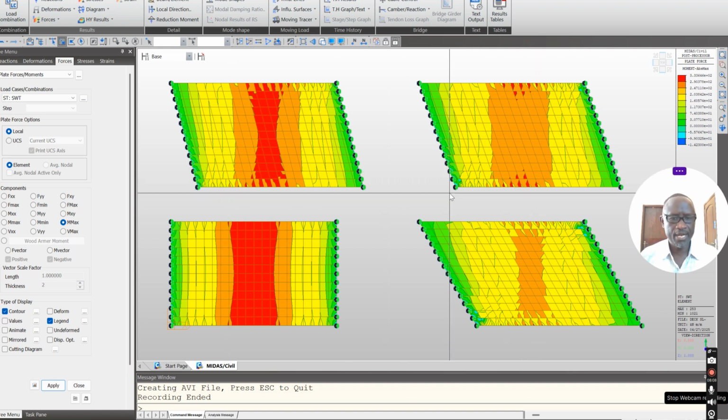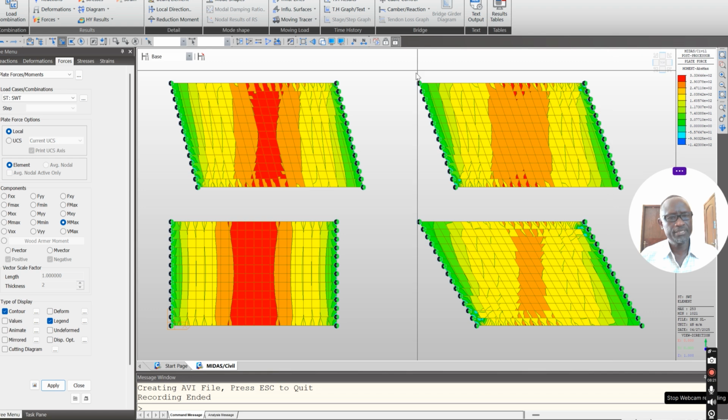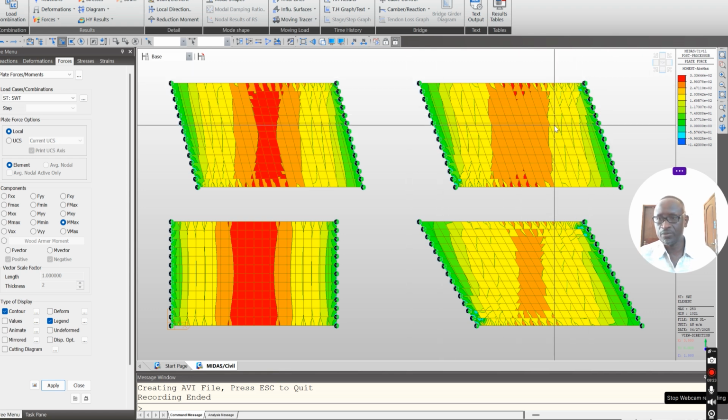But when the angle increases from 15 and above, you are going to see that even the shear force and moment tend to start showing hogging moment at the edge. The hogging moments at the end tend to increase. So that is what we need to be aware of.